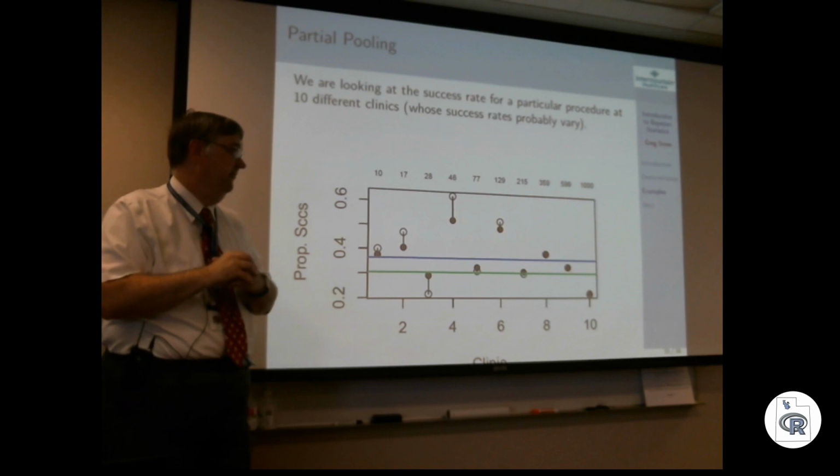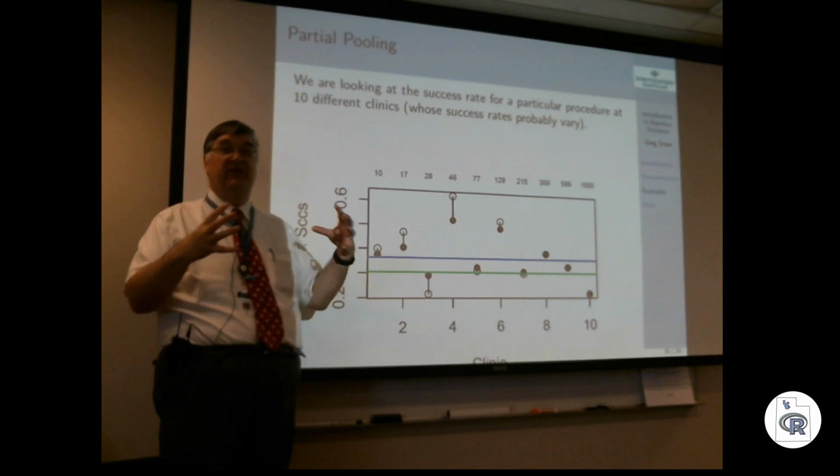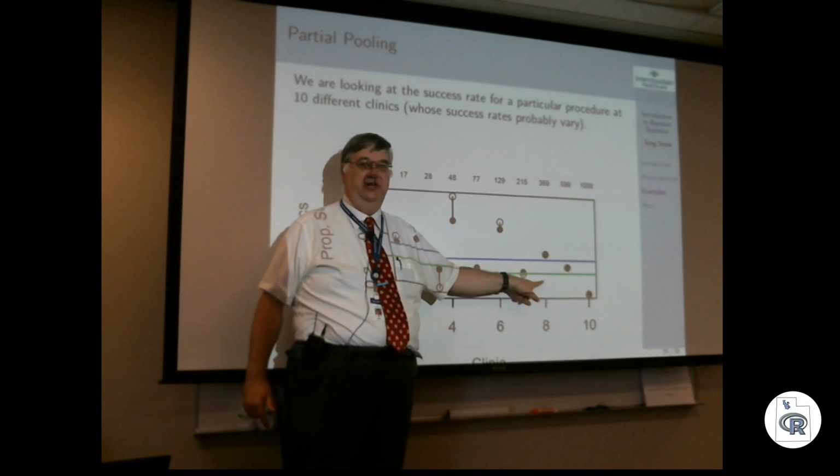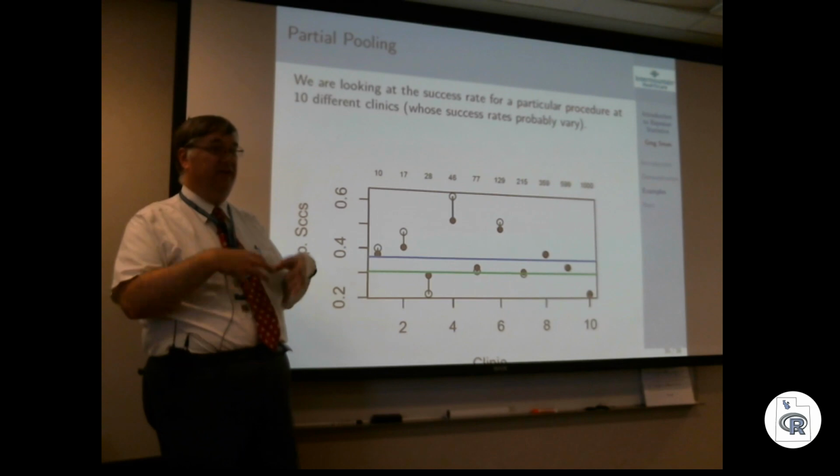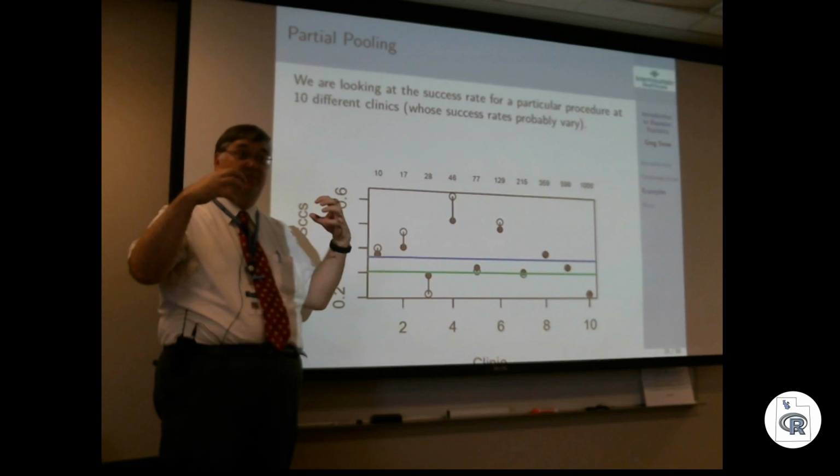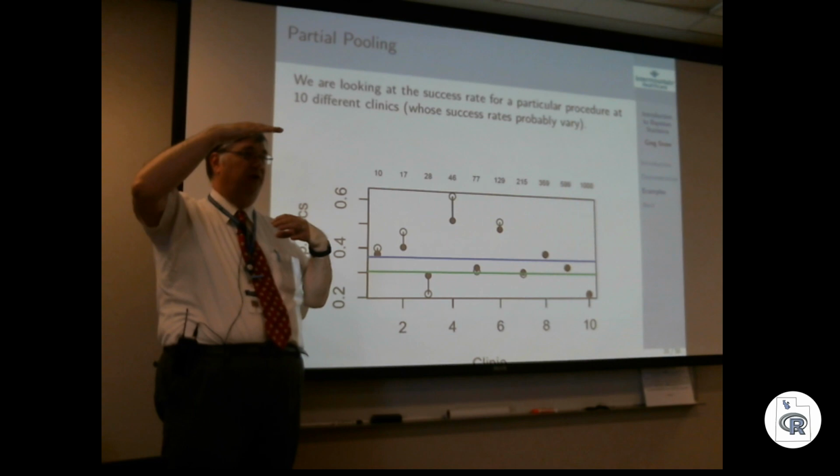The green line here is if we just pooled everything together. It's pulled down here because those with really high sample sizes are going to pull down more than those with the lower ones. But fitting as a hierarchical model, where we say, okay, we're going to fit a percentage to each clinic, but we're also going to say that they come from a hierarchical distribution with its own parameters that we're going to estimate.